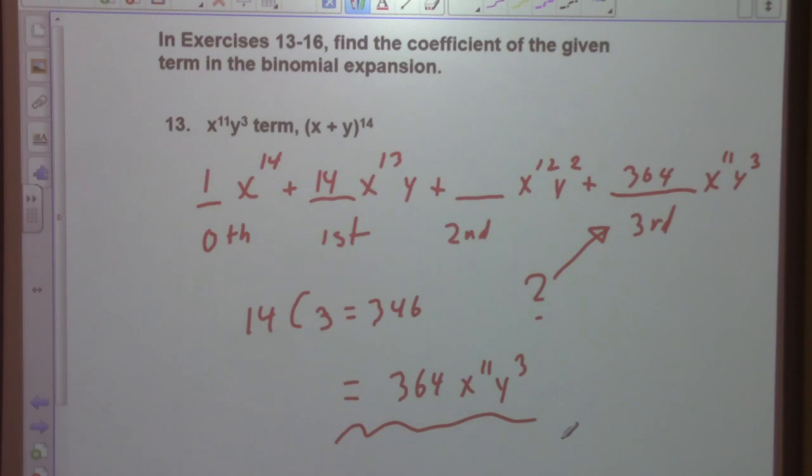Does that make sense? It doesn't make sense? Kaylee, just go on. Do you see what's going on, Kaylee? Yeah, okay.